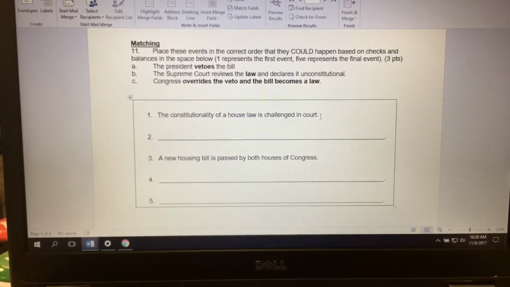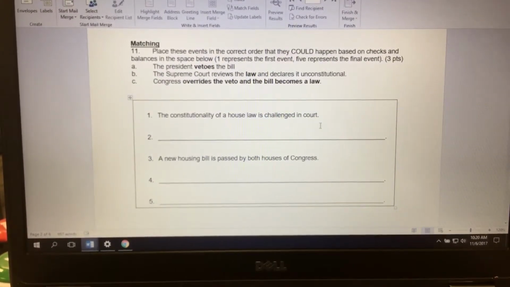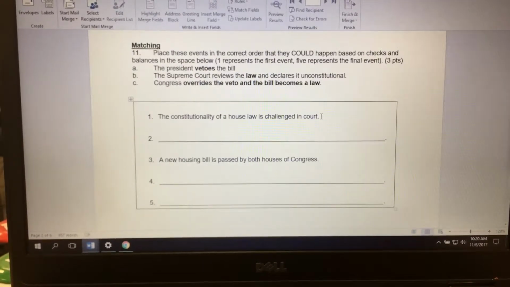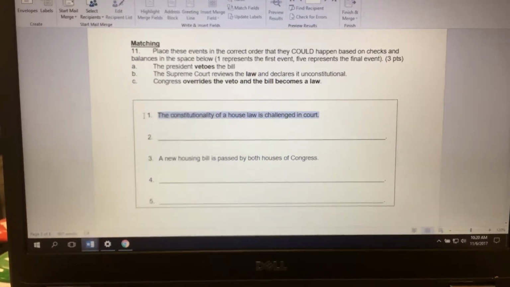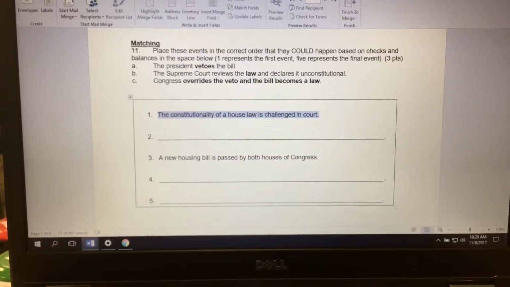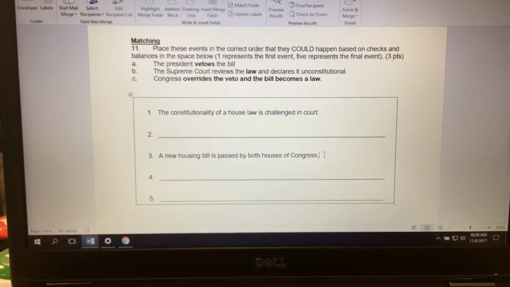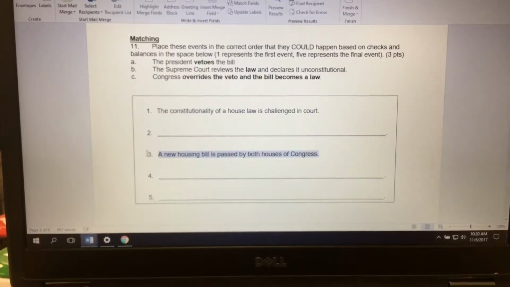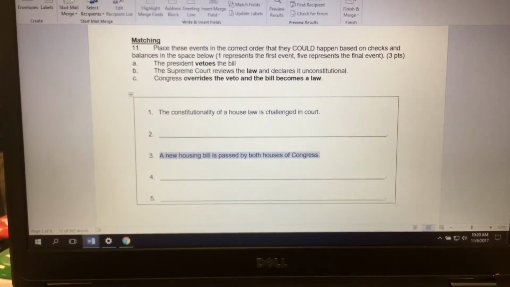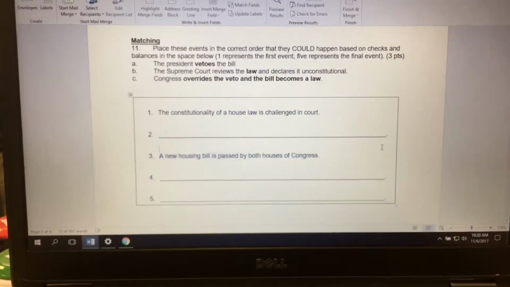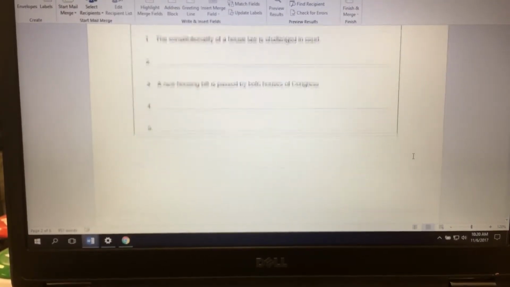The Supreme Court reviews the law and declares it unconstitutional. Congress overrides the veto and the bill becomes a law. The constitutionality of a House law is challenged in court. A new housing bill is passed by both houses of Congress.